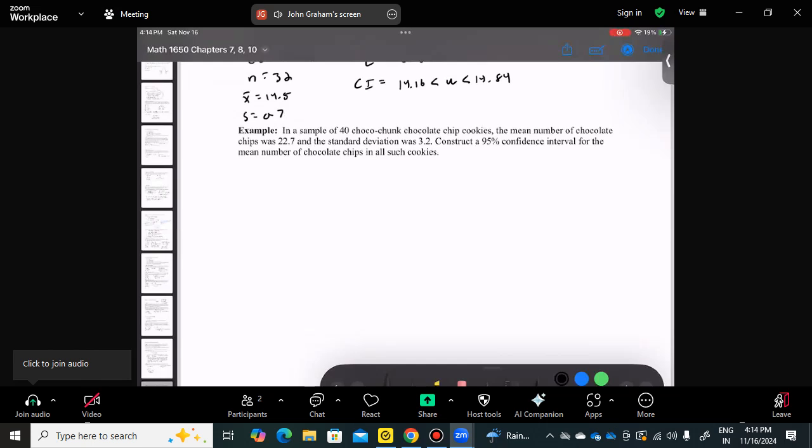In a sample of 40 chocolate chip cookies, the mean number of chocolate chips was 22.7. The standard deviation is 3.2. This is for a sample of 40, and we want a confidence level of 95%. So the margin of error and confidence interval are what we're trying to find.